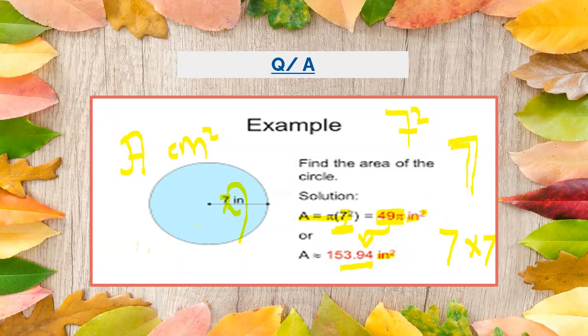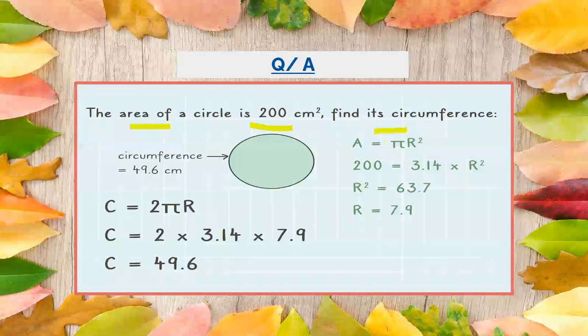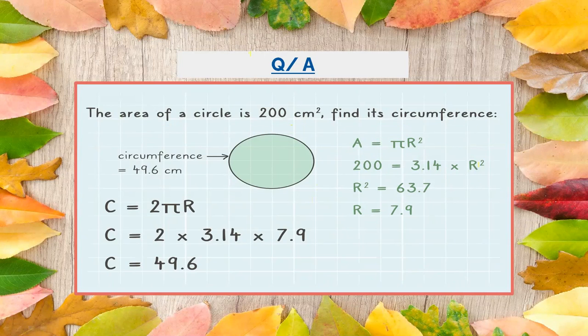Okay, so let's move on to another question. The area of a circle is given. Find its circumference. So what about the area they are giving to us? Why are they giving you the area for finding the circumference? They want to find the circumference, and they are giving you the area for it.